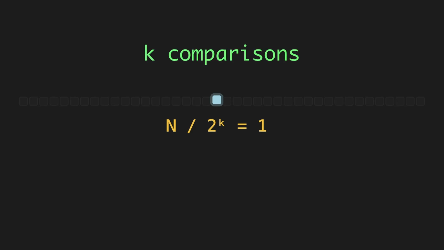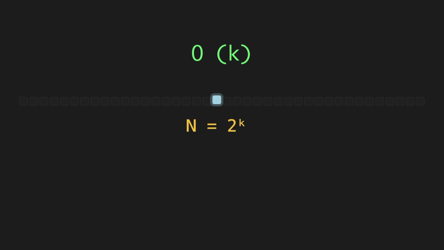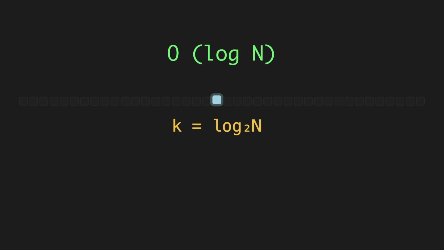At this point, n divided by 2 to the power k becomes 1. In these k steps, we made only k comparisons for all the n elements in the array. So the time complexity is order of k. n is equal to 2 to the power k. Taking log base 2 on both sides, k becomes log base 2 of n. So the time complexity of binary search is order of k, which is equal to order of log n.